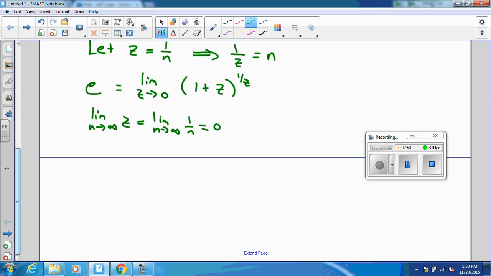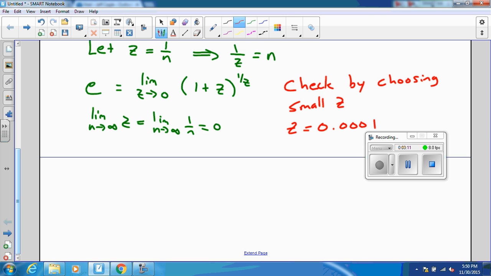At this point, it might be worthwhile if you were to grab your calculator and pause this recording for just a moment and check that this limit actually works out by choosing a small value for z. For example, you might choose z equals 0.0001 and just substitute it into the expression right there and see what you come up with. Pause the recording at this time, substitute, and come back. Welcome back. I hope you are satisfied that you got a number that was close to e.